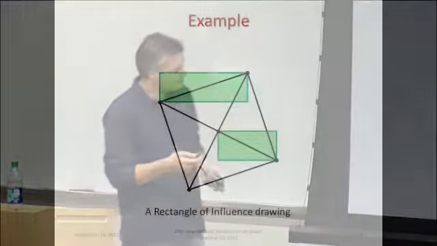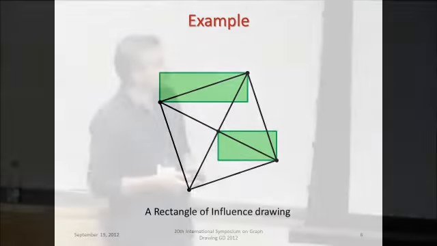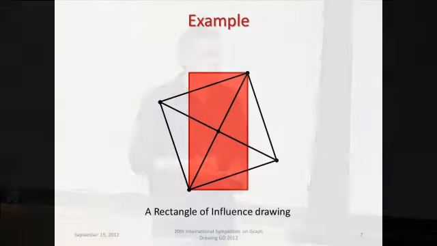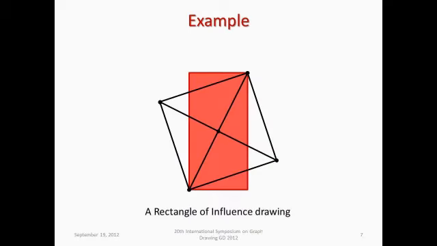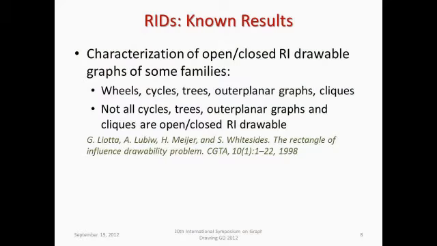So for example, this is a rectangle of influence drawing. You can see that for the existing edges, the rectangles of influence are empty, while for non-adjacent vertices, the rectangle of influence contains some other vertices. Okay, this type of drawing has been introduced and studied in a paper by Liotta et al. in 1998. And in this paper, they characterize the rectangle of influence drawable graphs in some families, like wheels, cycles, trees, other planar graphs, and so on.